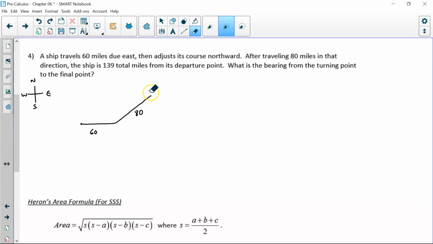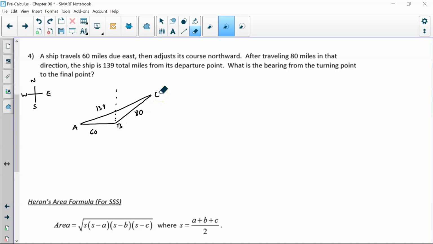Now, if we were to measure it from the departure point, it traveled a distance of 139 miles. We want to find the bearing. And the bearing isn't just this angle, but this angle from the 90. So let's find this big obtuse angle first. We'll call these A, B, and C just for ease.